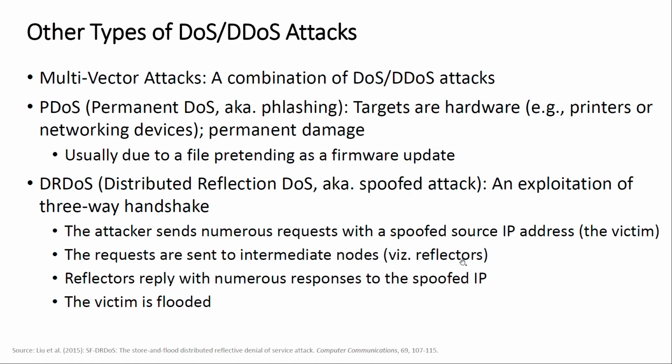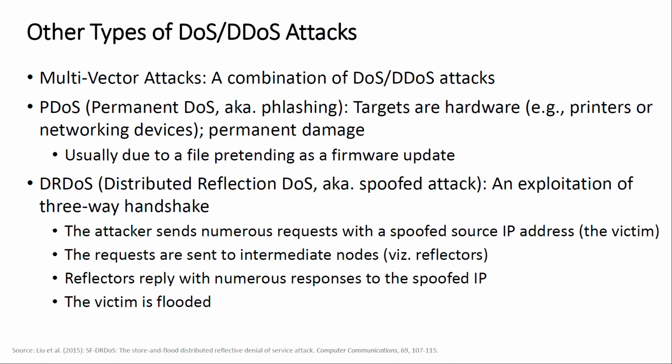So there are many other types of denial of service attacks. Multi-vector attacks, which is a combination of denial of service and distributed denial of service attacks. PDoS, permanent denial of service attacks, also known as phlashing. These target the hardware, for example printers or networking devices, and try to cause permanent damage. These are usually due to a file pretending to be a firmware update. Distributed reflection denial of service attacks, also known as spoofed attack, an exploitation of the three-way handshake.